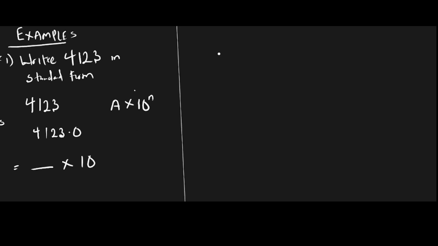Now, let me break it down. Let's come here. 4123.0. If I decide to move this decimal point here, we have 412.30. You agree with me? This number is not a number between 1 and 10. That means you cannot stop here. We move this decimal point again. If we move it here, we have 41.230. You also agree with me? 41.230 is not a number between 1 and 10.